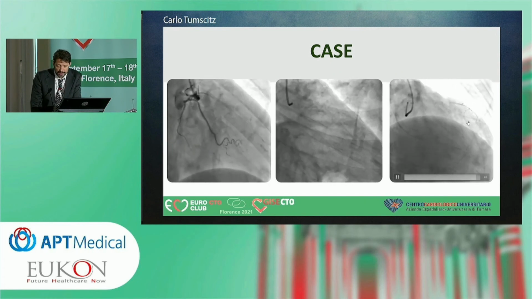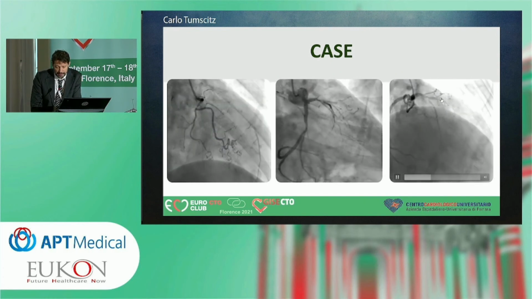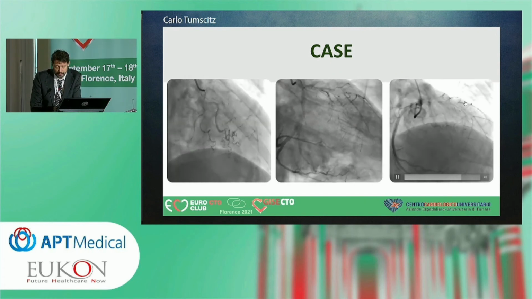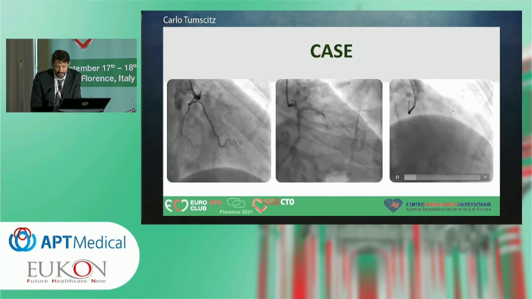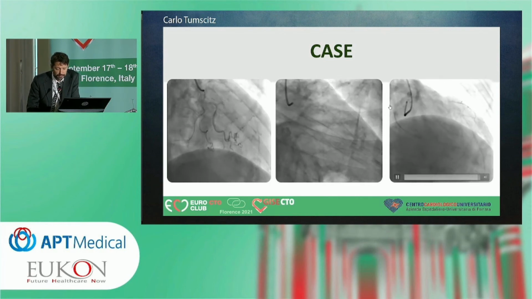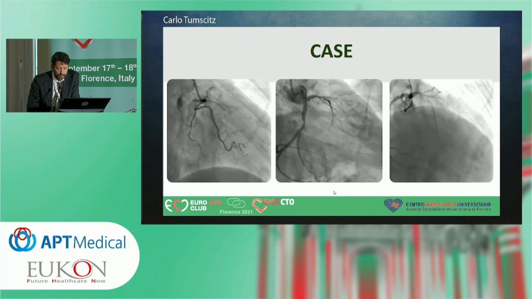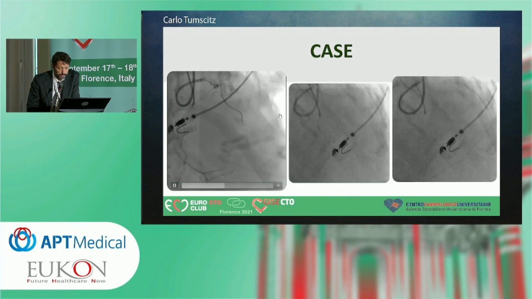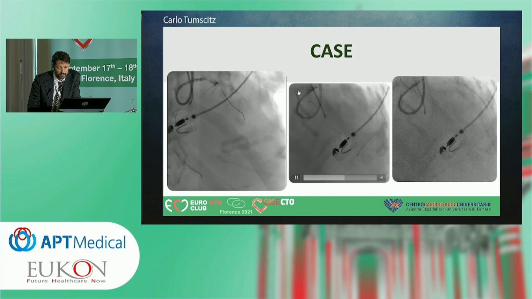And as you can see, the LAD has this occlusion with some ambiguity here. There is a septal, but it's not really clear which is the path of the vessel. So we decided to go, obviously, from retrograde to be sure of the path. But unfortunately, as you can see, the navigation was this.